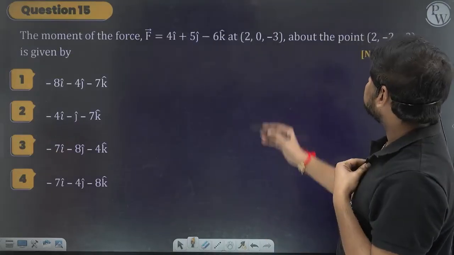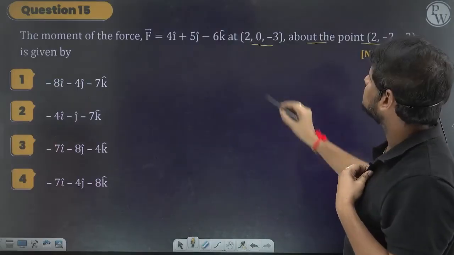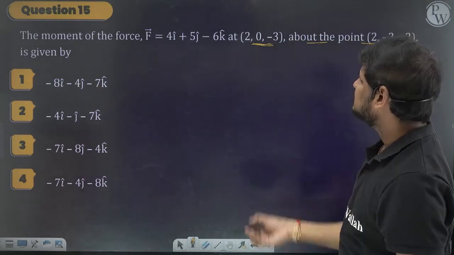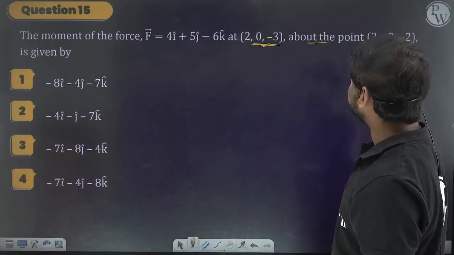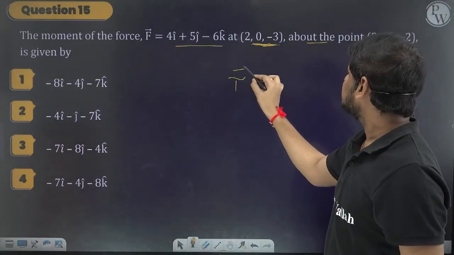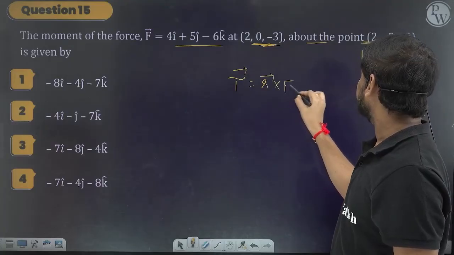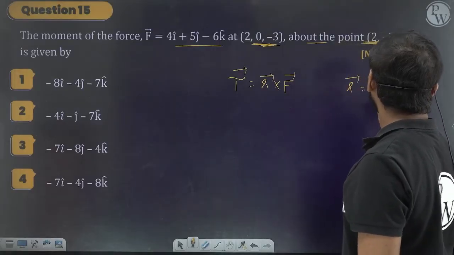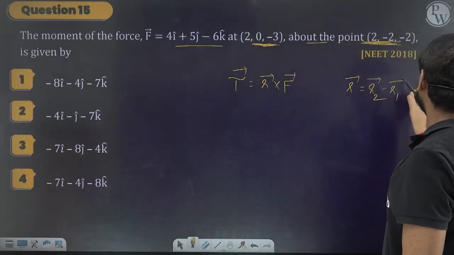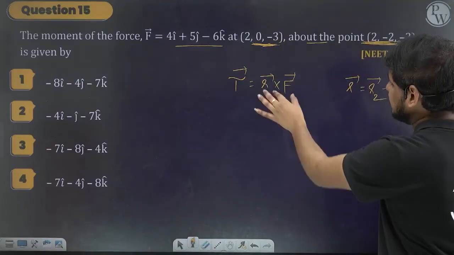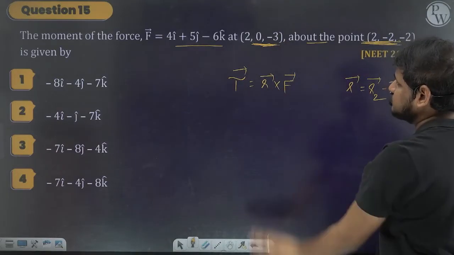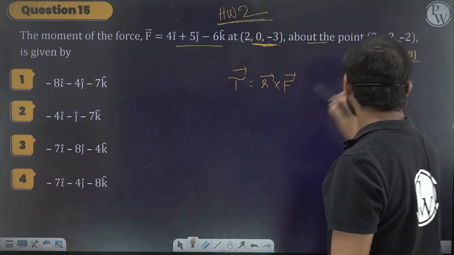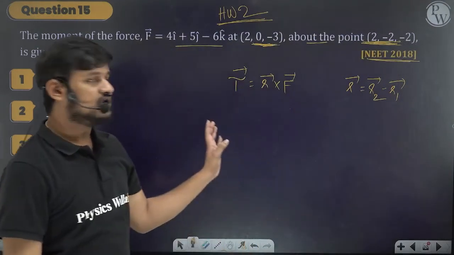The moment of force is given about a point, and this is the force acting, and about the point 2 comma minus 2 comma 2. Here is the same thing: you have to find the position vector of these two, and the force vector is already given. So the torque is simply R cross F. Just find the position vector of these two. To find the R vector, the position vector, how do you find it? Final minus initial, R2 minus R1, and then substitute here. You get the R vector and the force vector. So let's take this as homework too. Simple questions. This question was asked in NEET 2018. Done. Understood guys?